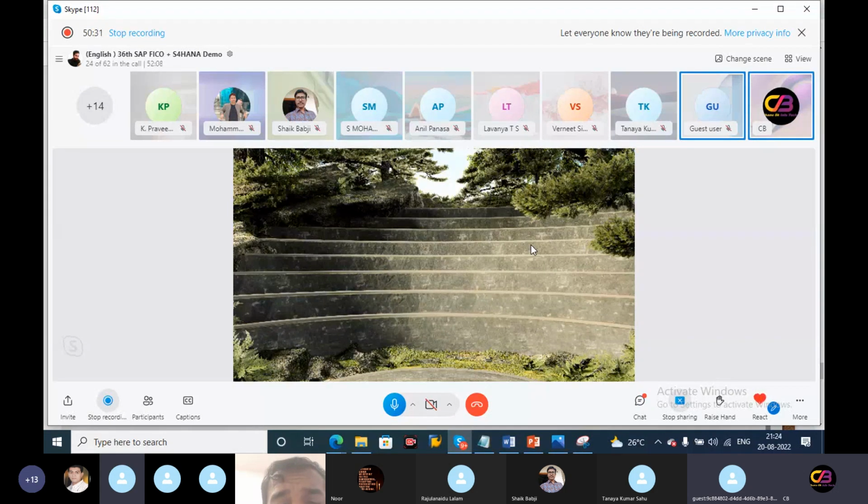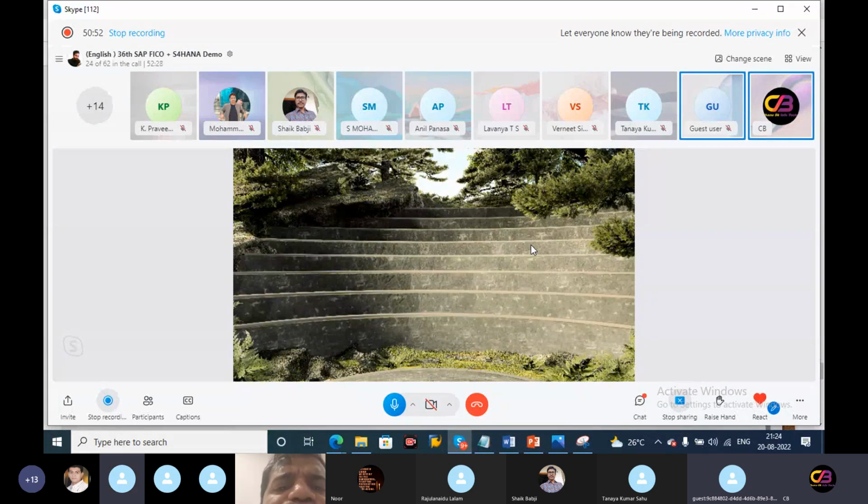Attend that S4 HANA demo session. Once the demo session has ended, you can join, or else it is your own decision to join or not. From our side, we will conduct two demos for you, only for the English batch. I'm already handling Telugu batches.